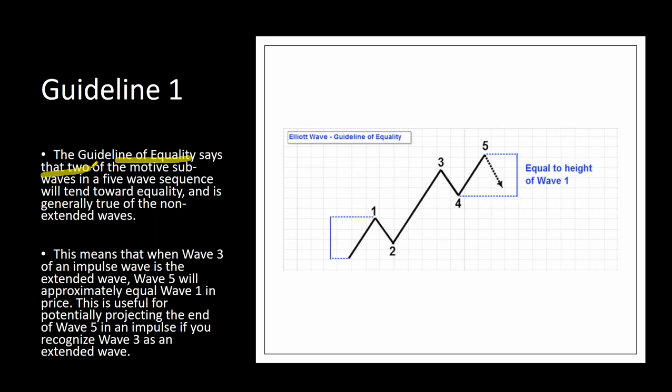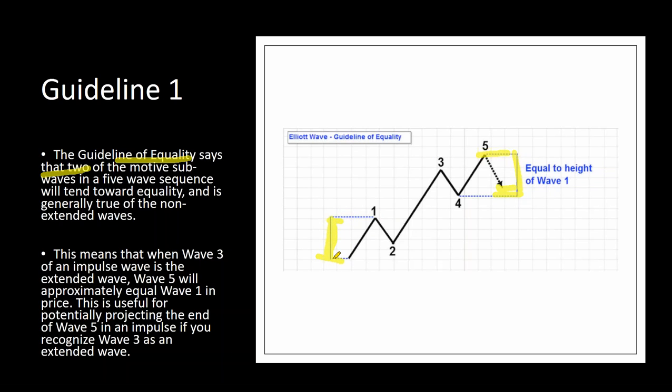Now, the guideline of equality says that two of the motive subwaves in a five-wave sequence will tend towards equality, and is generally true for the non-extended waves. This means that when wave 3 of an impulse wave is the extended wave, wave 5 will approximately equal wave 1 in price. And this is price movement, not value. Okay. So what we can see here is wave 1 moved this distance. We would expect wave 5 to come down eventually and equal the same distance.